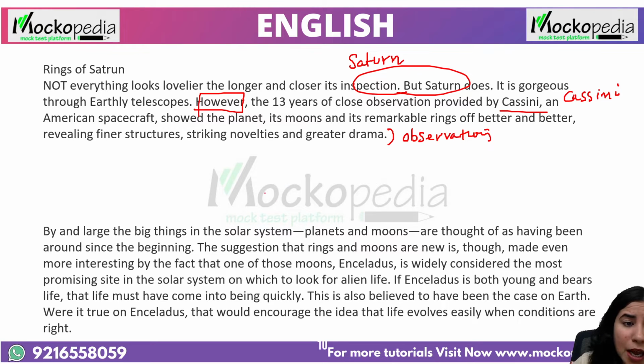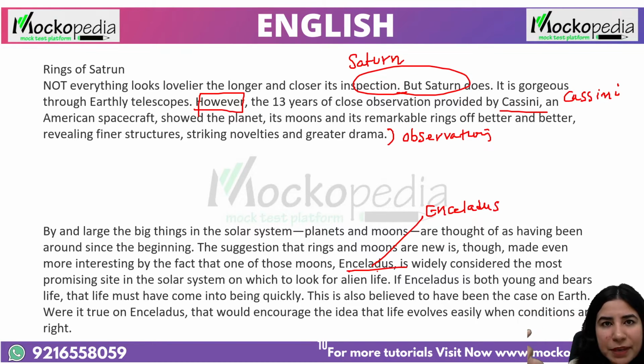Let's further proceed. By and large, the big things in the solar system, planets and moons, are thought of as having been around since the beginning. The suggestion that rings and moons are new is, though, made more interesting by the fact that one of those moons, Enceladus, is widely considered the most promising site in the solar system on which to look for alien life. So again, there's a proper noun, so you have to note it down. In case the question comes, we know where to go back. The question might come that why the author has mentioned Enceladus, and we know where to go back and fetch the answer.